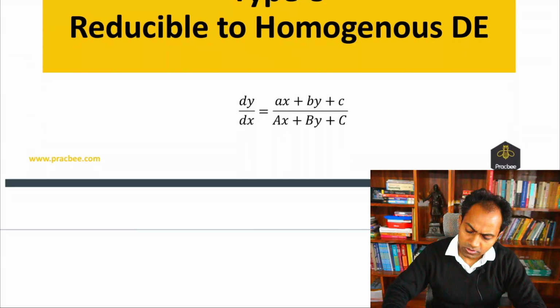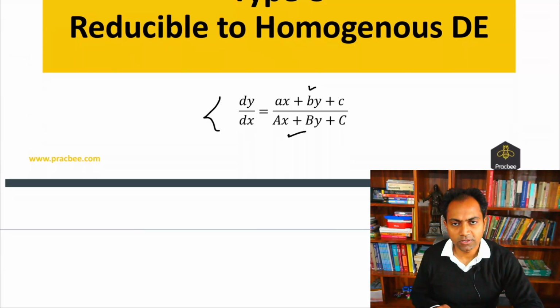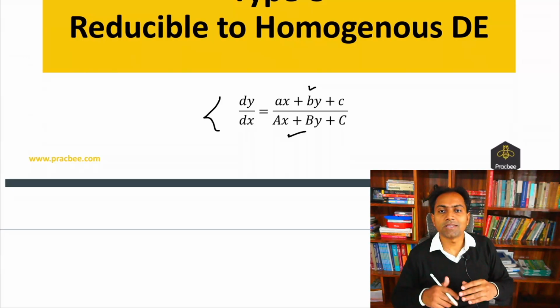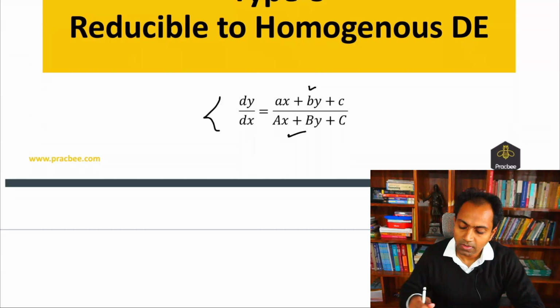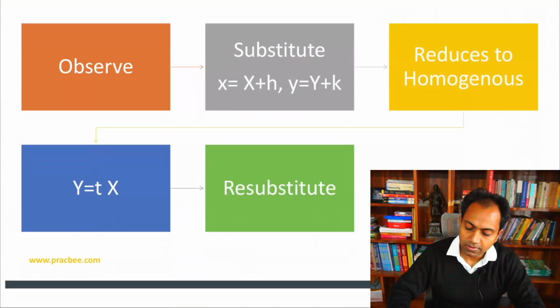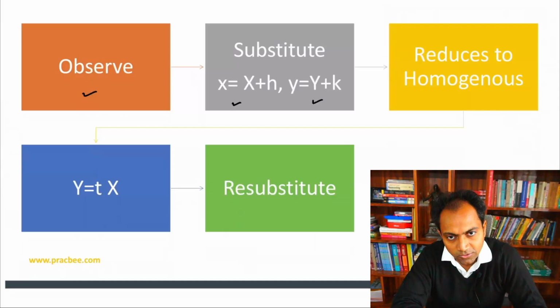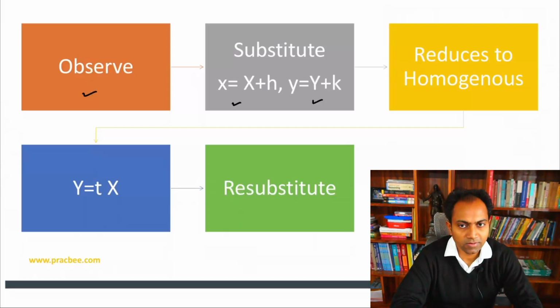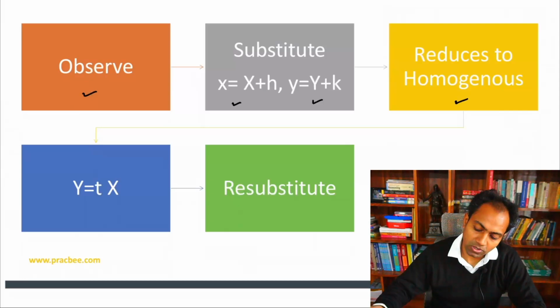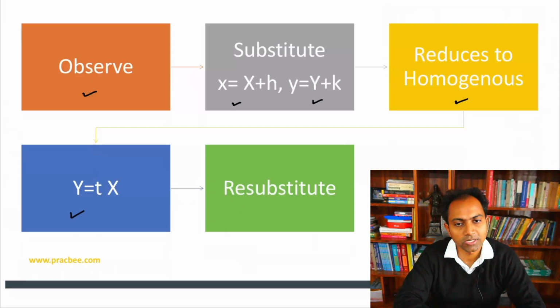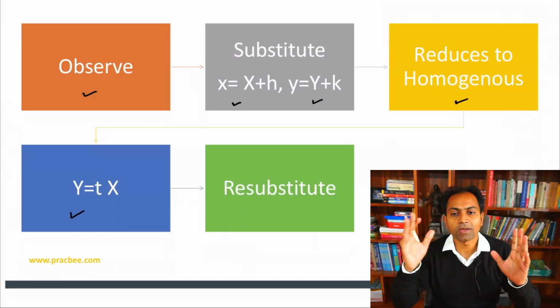Now type 5 questions are reducible to homogeneous form. Any question that looks like this, a linear expression by linear expression, can be reduced to a homogeneous differential equation. We will see some sub cases when the calculation will become easier in this case, and that we will cover in other differential equations. In this question, first we observe that it is linear by linear, and then we do the substitution of small x is equal to capital X plus h, small y is equal to capital Y plus k. This will reduce to a homogeneous equation, which will again be solved like we solve a homogeneous one: put y is equal to tx, solve it, resubstitute everything and get the final answer.